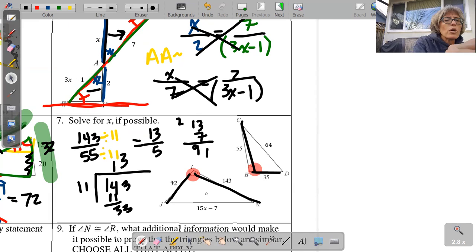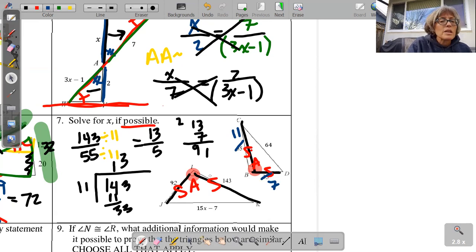Okay, that doesn't match. So these triangles are not similar. That's why it says if possible. We were seeing if we had side angle side similarity going on here. So let's check one more ratio here. I know 5 goes in here 7 times. 5 goes in here 11 times. 92 is not divisible by 7, so it doesn't work. So this is not possible.